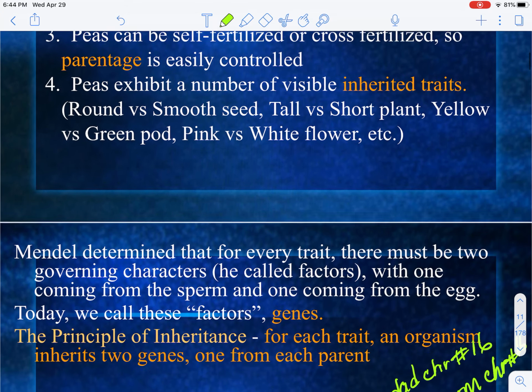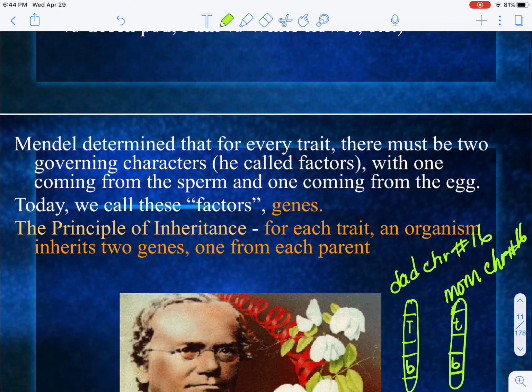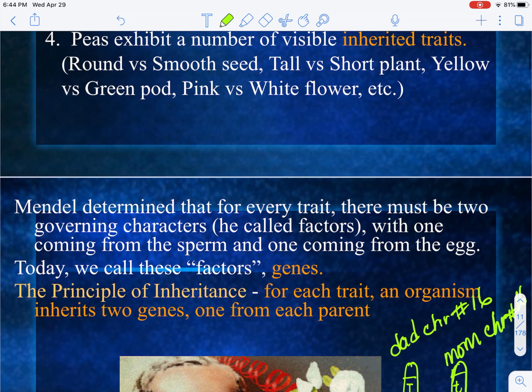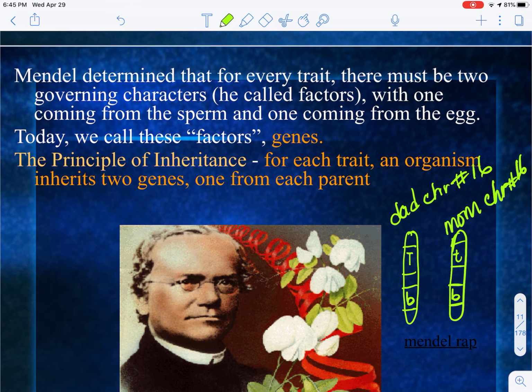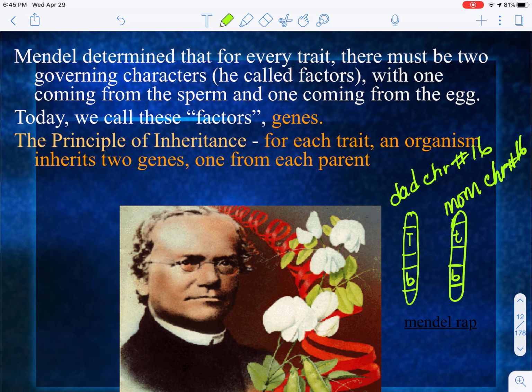He used peas because they're small and grow quickly. He could cross-fertilize them and self-fertilize them, and they had a lot of traits where there were only two versions of that trait, like height was either tall or short, or flower color was only either pink or white. So it was easy to do crosses when there were only two versions of many traits in those particular species of pea plants that he used.